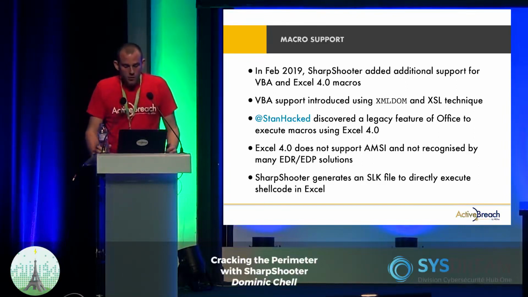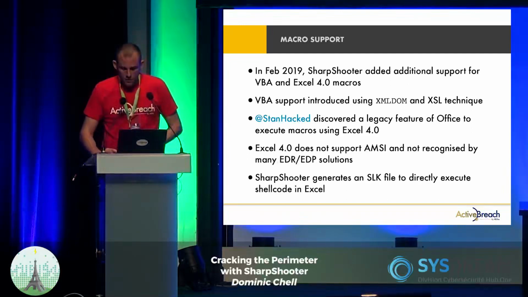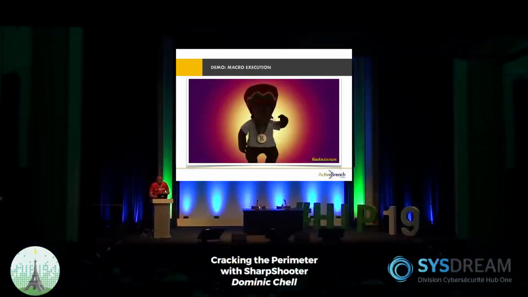So to bring this to SharpShooter, I added support to generate SYLK files. You can now create a SYLK file that will execute shellcode using an XL4 macro. SYLK files are particularly interesting because they open outside of Excel's Protected View sandbox. That means there's one less warning for the user experience when you're targeting them. So I've got another little demo of an XL4 payload.